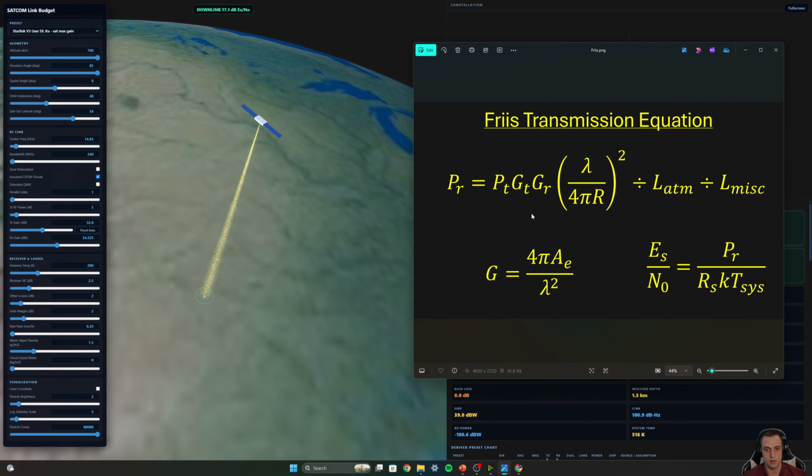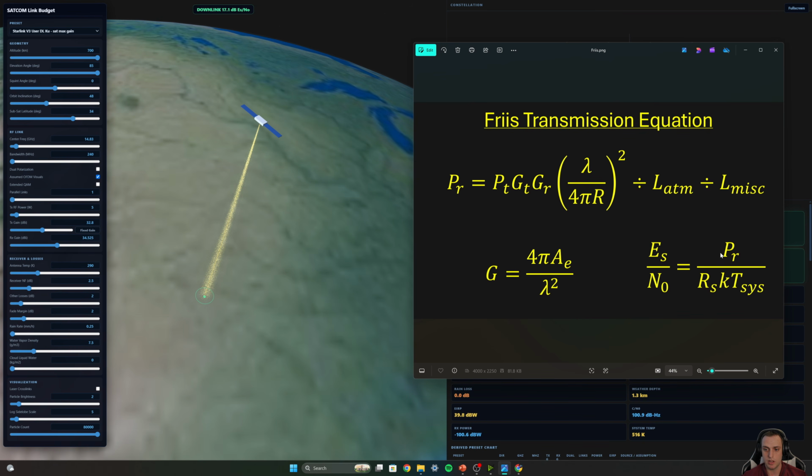Okay, and then finally, the rest of the power received equation, we just have the losses from the atmosphere and then some other miscellaneous losses, and we have some basic assumptions for those. Next, we want to calculate the signal to noise ratio, and we can also do this very predictably because in antenna systems, in either microwave or radio frequency systems, the dominant noise term will be the thermal noise.